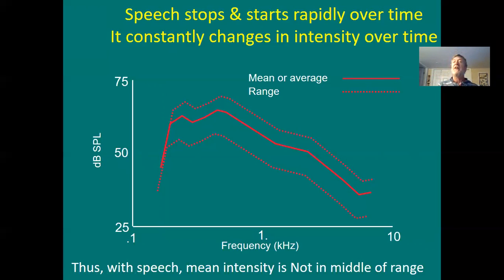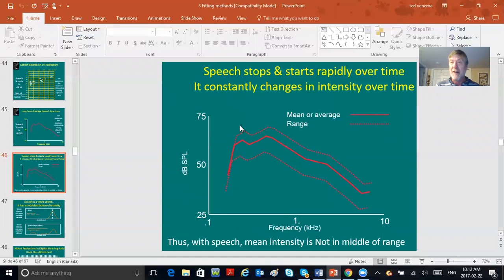And this is how digital noise reduction works in hearing aids. Digital noise reduction in hearing aids capitalizes on this statistical finding right here. It uses it all the time. If the mean intensity is not in the center of the range between the softest and the loudest, the hearing aid says, hey, it must be noise.